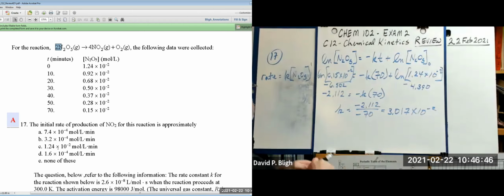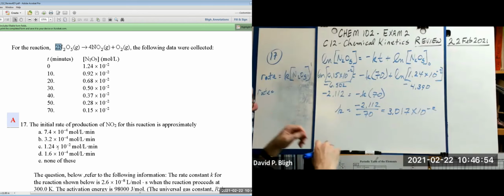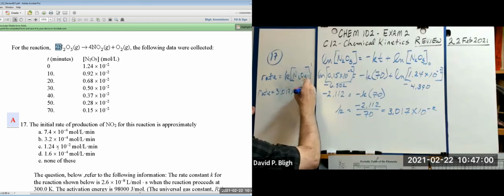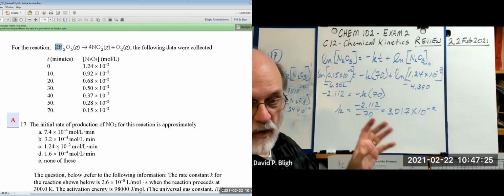So here's what we have to do. We have to say the rate of disappearance here is 3.017 times 10 to the minus 2 times N2O5. Right. So that's the initial rate, and this concentration is 1.24 times 10 to the minus 2. Now here, so this one times that one is the initial rate of disappearance of N2O5.